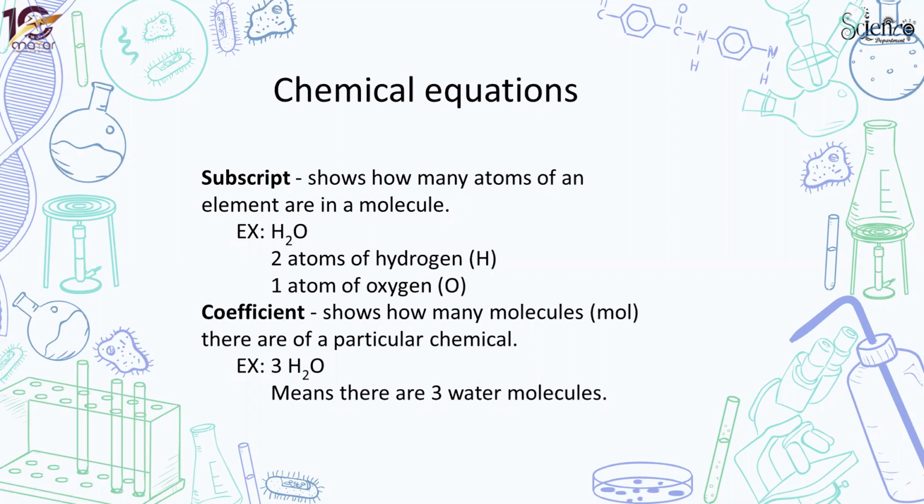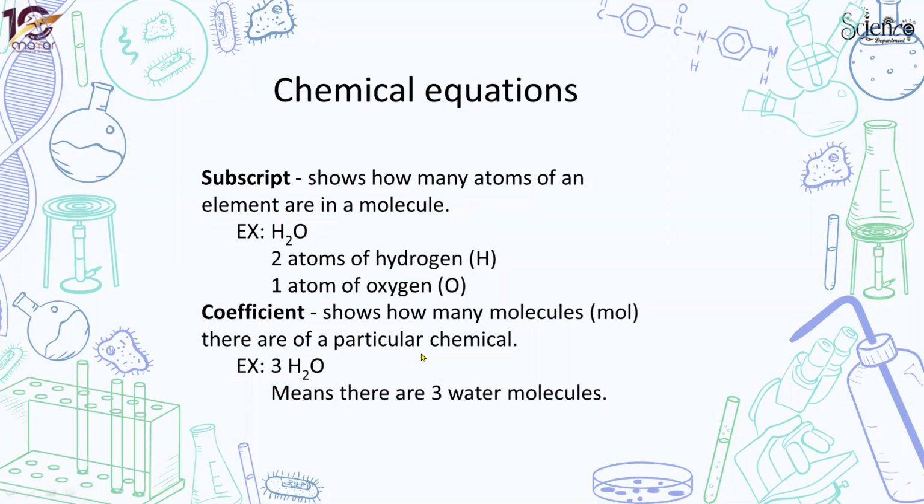So this is the subscript. Again, it shows the number of atoms in a molecule or a compound. So the ratio of hydrogen to oxygen is 2 to 1. It means each 2 hydrogen atoms need 1 atom of oxygen.